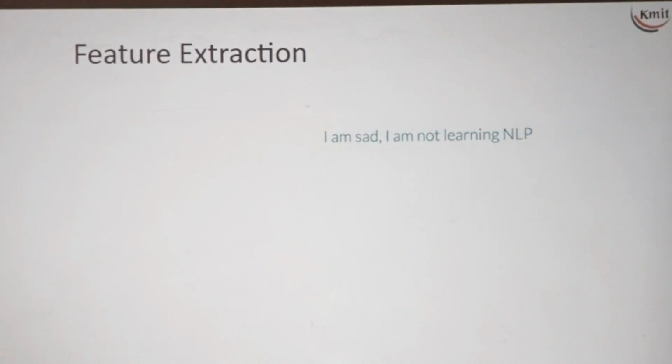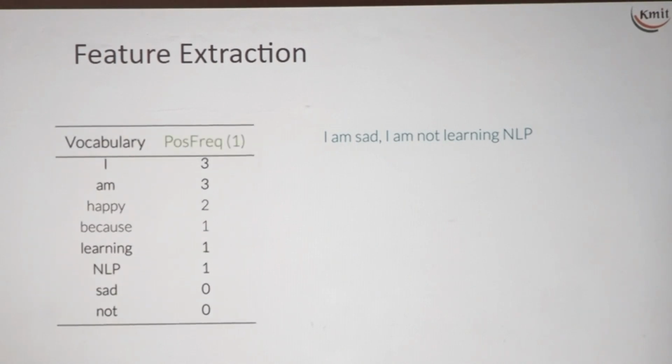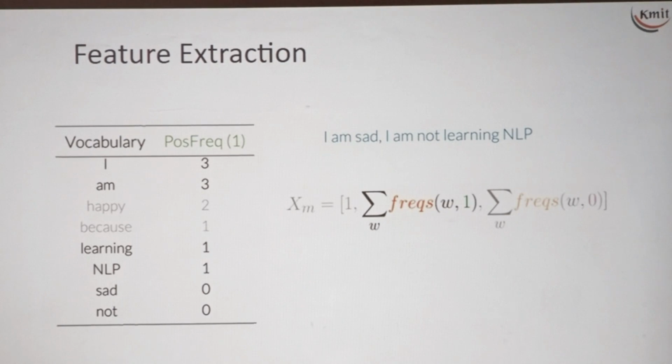Thus, I am sad, I am not learning NLP is the sample tweet. Across the vocabulary, what are the positive frequencies? Can you tell me what is the value for this tweet? This value I need. Anybody? This is the sample tweet: I am sad, I am not learning NLP. For this tweet, calculate the positive frequencies in the vocabulary. Exactly, correct. So, this value is 8.